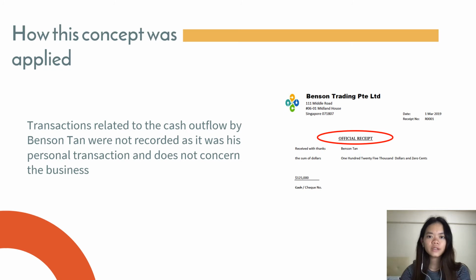We did not record in the business journal entries the transaction of the cash outflow from Benson Tan, who is the owner of the company, as this transaction does not concern the business and it is the owner's personal transaction. Hence, we have considered the company and the owner as two different persons and have kept the owner's personal transactions separate from the company's transactions, viewing them as separate economic entities, thus applying the accounting entity concept while recording the transaction in the journal entry.